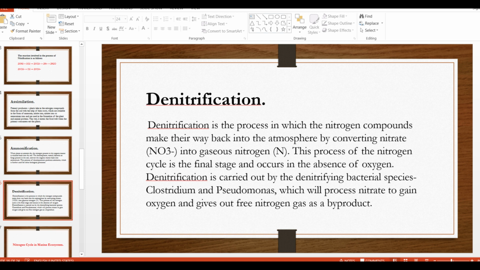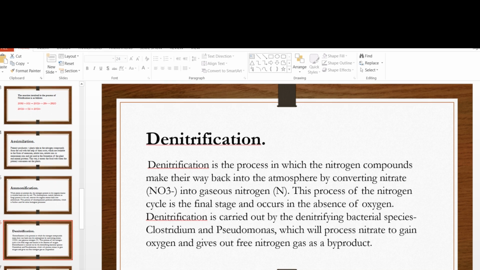Denitrification is carried out by the denitrifying bacterial species Clostridium and Pseudomonas, which will process nitrate to gain oxygen and give out free nitrogen gas as a byproduct.